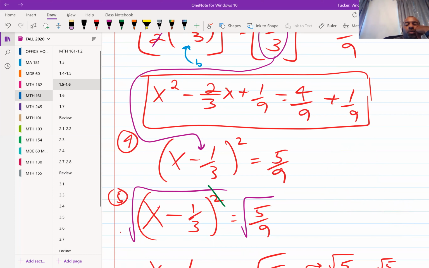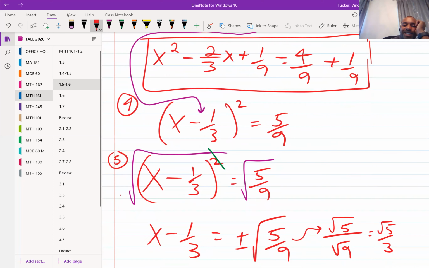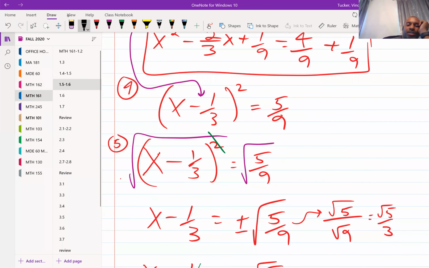All right. So now we want to get rid of the square off of the x minus 3 quantity. So we take the square root of both sides. That'll leave us with just x minus 3 on the left. Then on the right, we take the square root of 5 over 9. Don't forget, if you take the square root of both sides, plus or minus has to be involved.